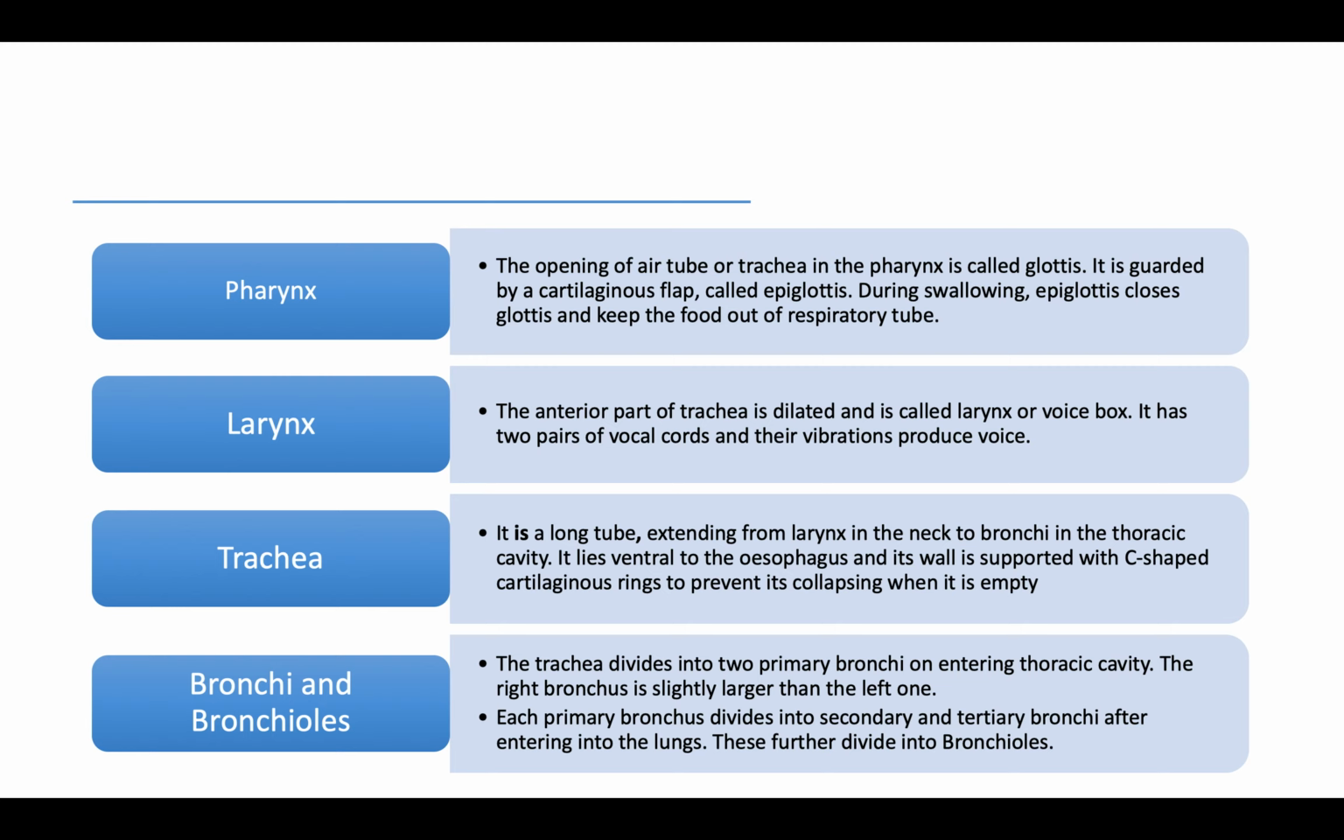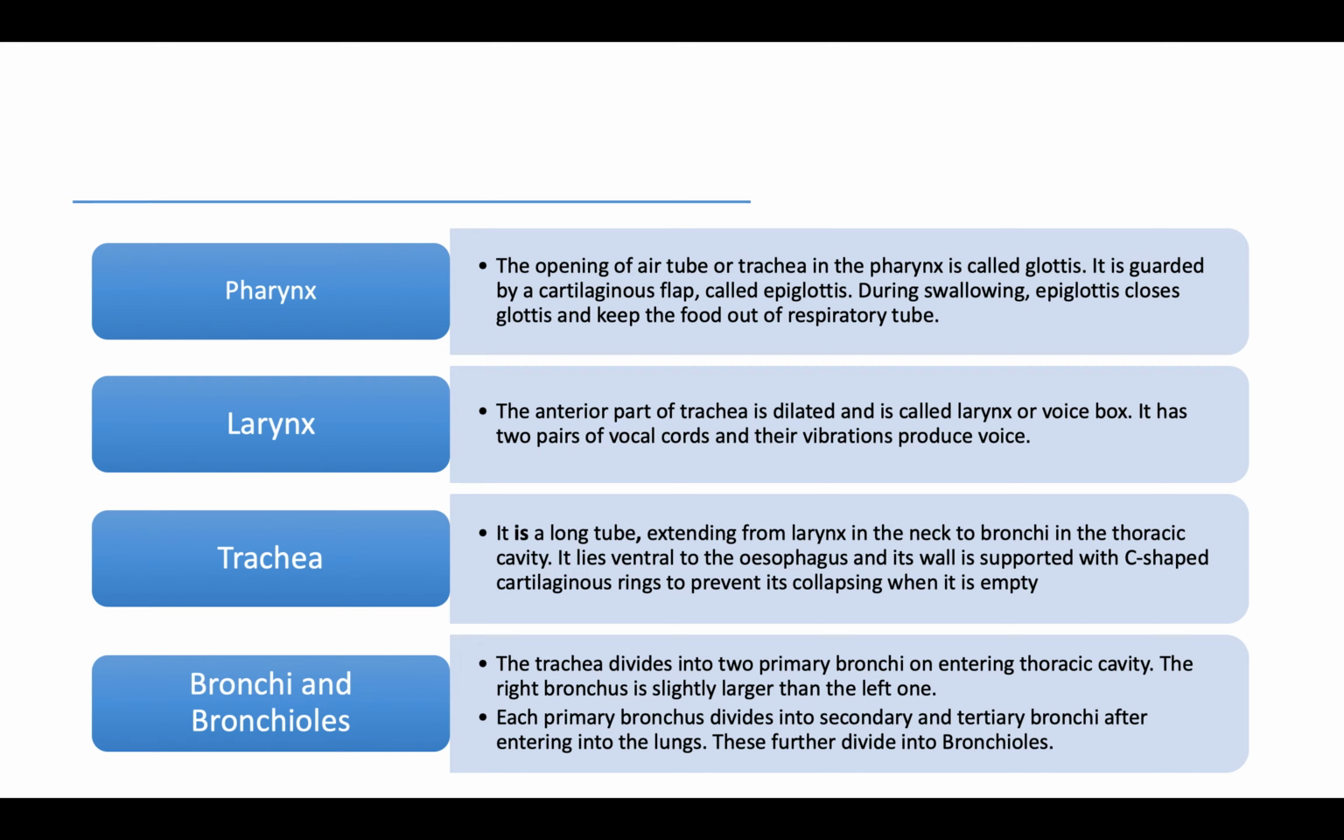Next part of respiratory system, pharynx. The opening of air tube or trachea in the pharynx is called glottis. It is guarded by a cartilaginous flap called epiglottis. During swallowing, epiglottis closes glottis and keeps the food out of respiratory tube.